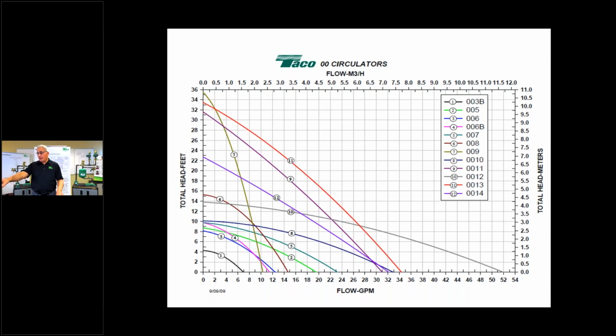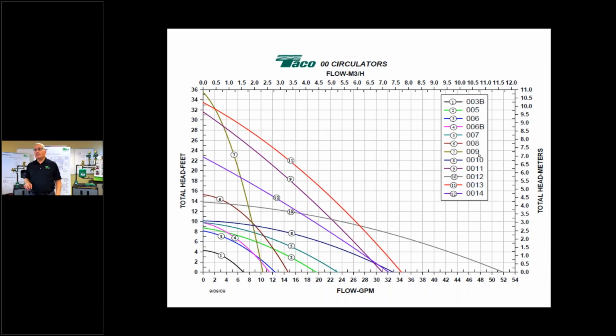Once we know our GPM, we can plot it. So let's say for argument's sake, that coil was an 80,000 BTU coil and pressure drop through the coil was up to almost 11. We're going to be up here on this side. And I still have to include my length of run. But if I just stop there, I'm basically on that number 6 curve. That would be a 008. Okay? So it's GPM and head. That's how we figure out our circulators.